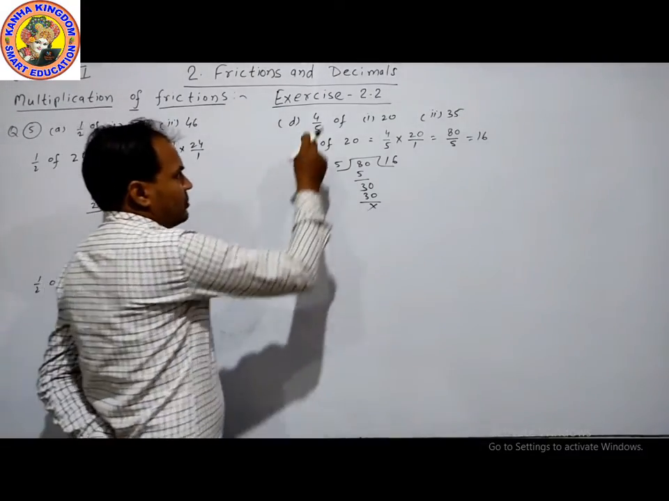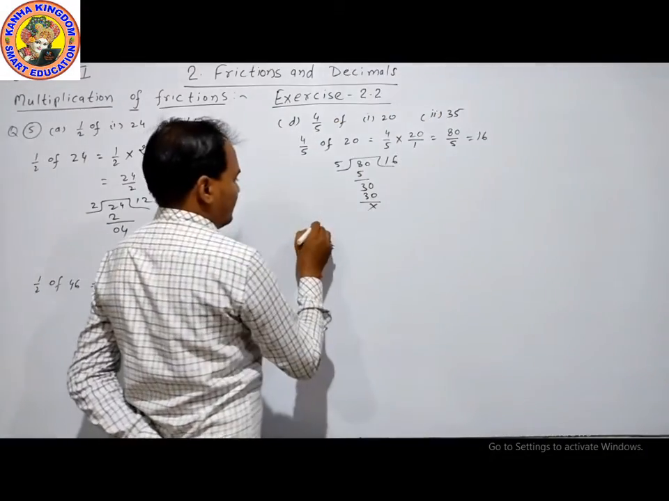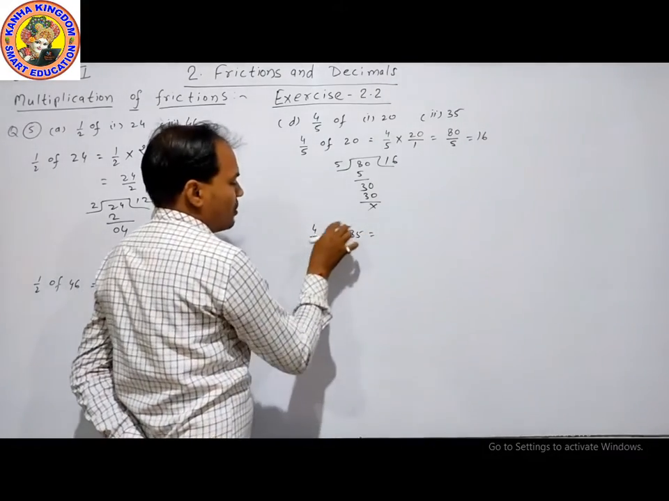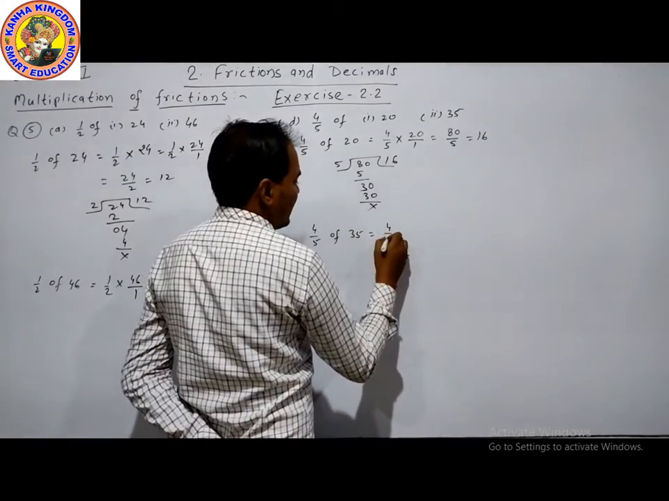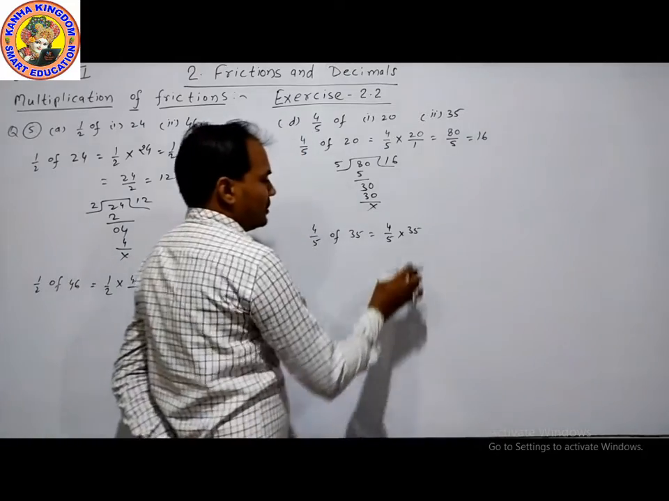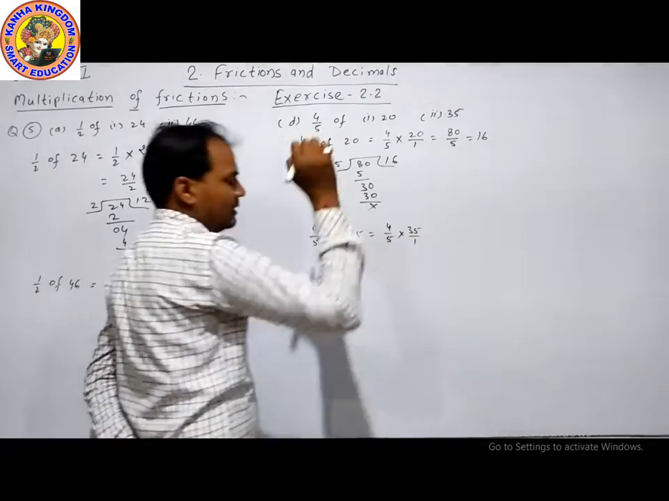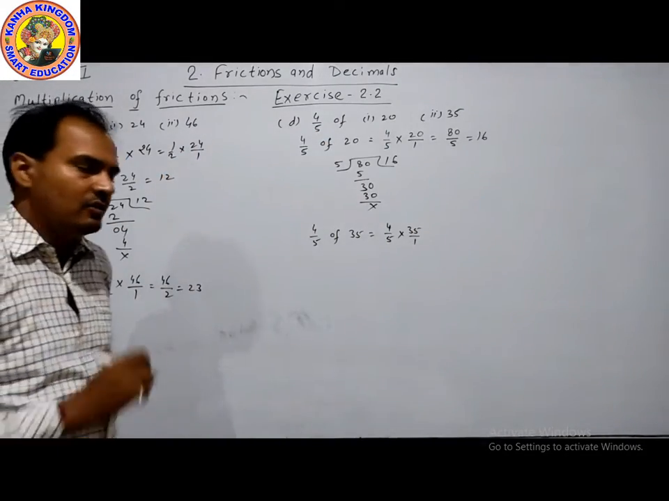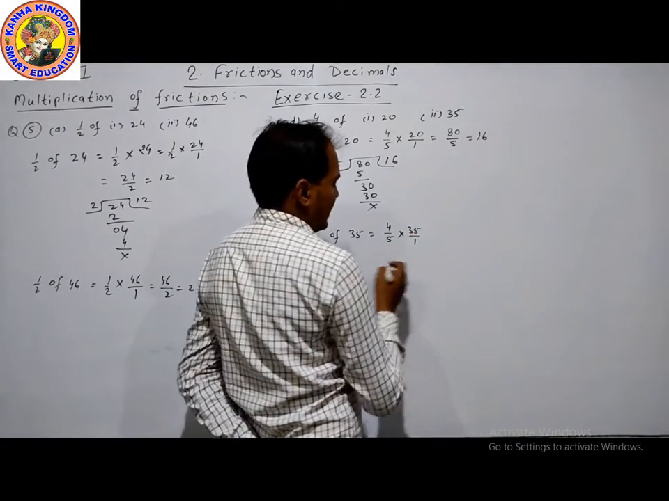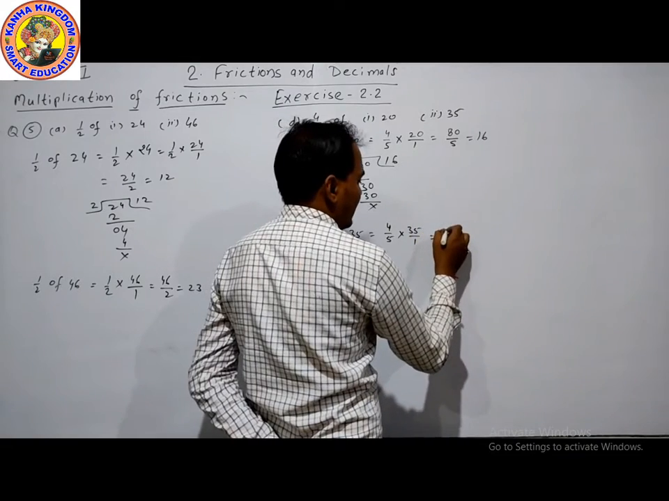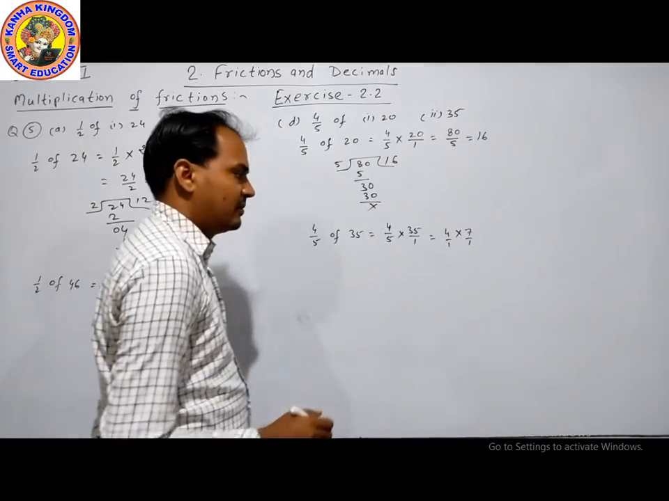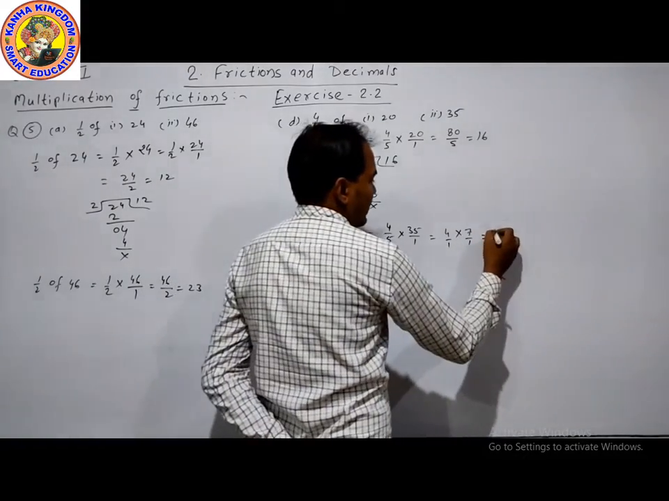Now taking the next question, 4 by 5 of 35. "Of" will be replaced by multiply. 4 by 5 multiply 35. 35 will be converted into a fraction by dividing by 1. Now 5 can divide 35. 5 can divide 35 7 times. Now this is 1 and 1.